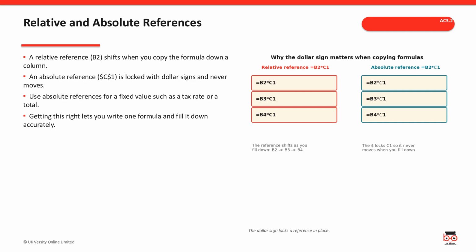Here's a subtlety that trips people up: relative versus absolute references. A relative reference like B2 shifts as you copy a formula down a column, which is usually exactly what you want. An absolute reference, written with dollar signs as $C$1, is locked and never moves, perfect for a fixed value like a tax rate that every row must point back to. Get this right, and you can write one formula and fill it down the whole column with confidence.